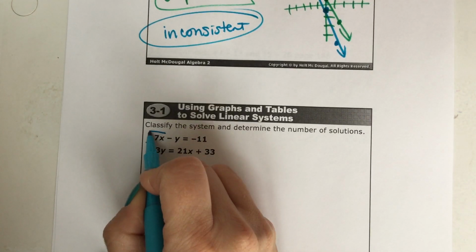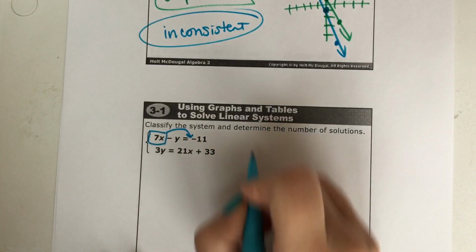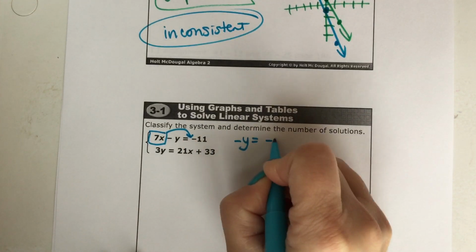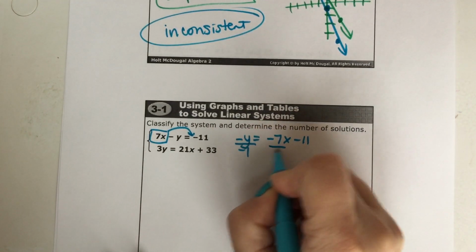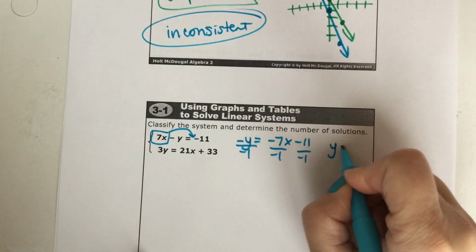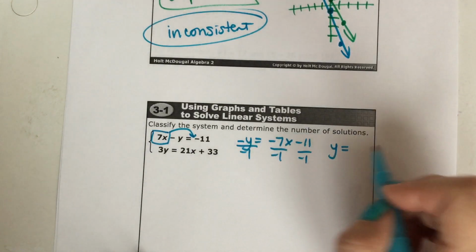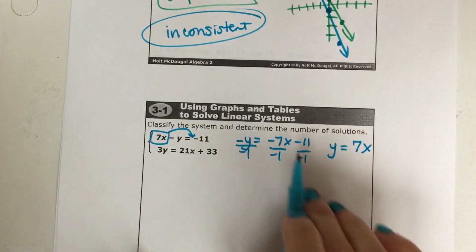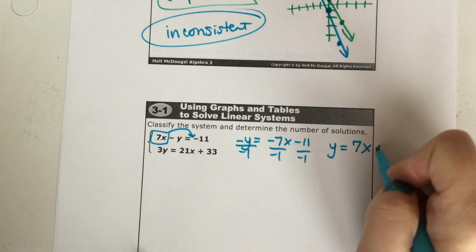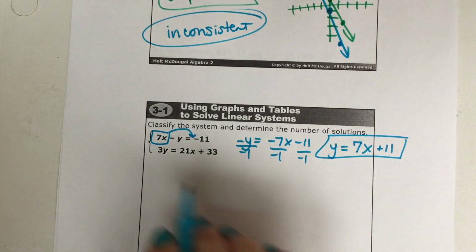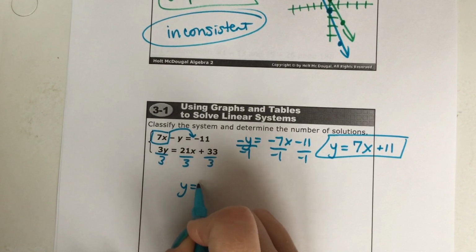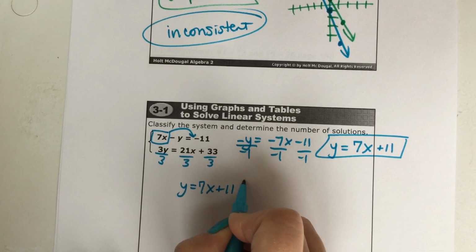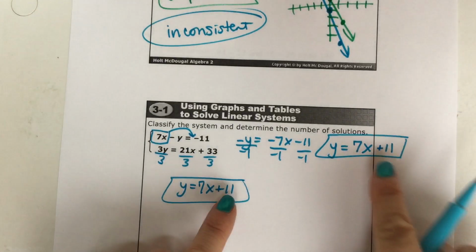If I want y by itself, take this 7x and move it on over. So negative y equals negative 7x minus 11. Divide by negative 1. So y equals negative divided by a negative is a positive 7x. Negative divided by a negative is a positive 11. There's 1. To get y by itself here, divide everything by 3. Y equals 7x plus 33 divided by 3 is 11.